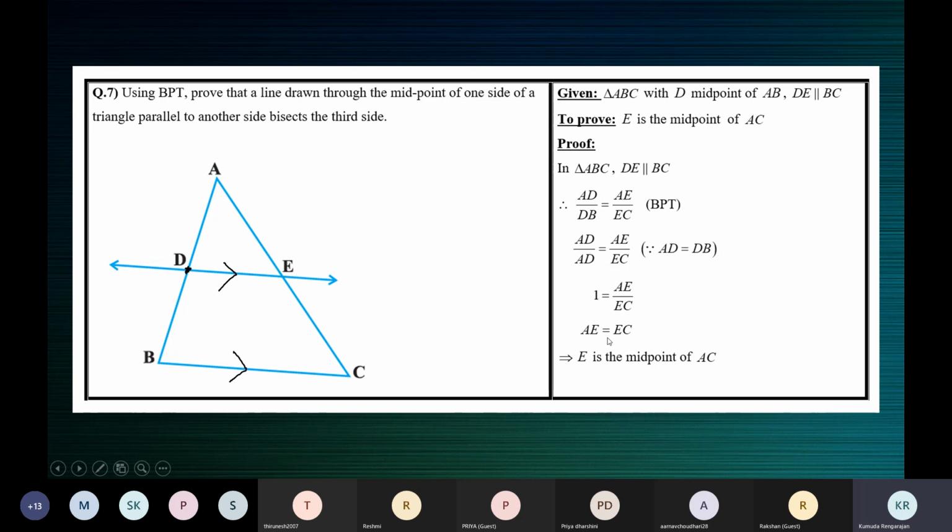What does this mean? We've got this result, AE is equal to EC. That means E is the midpoint of AC. So we proved that E is the midpoint of AC. The third side AC is bisected because E is the midpoint of AC. We proved that it bisects the third side.